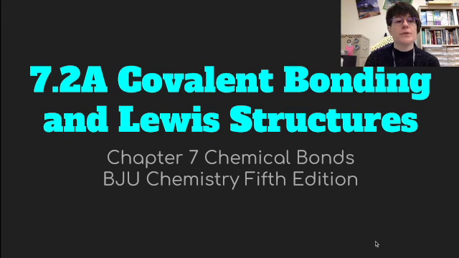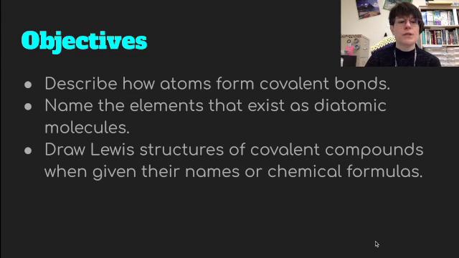Today I want to focus on the first part of section 7.2 on covalent bonding and Lewis structures. So our objectives today are going to be to describe how atoms form covalent bonds, name the elements that exist as diatomic molecules, and draw the Lewis structures of covalent compounds when given their names or chemical formulas.